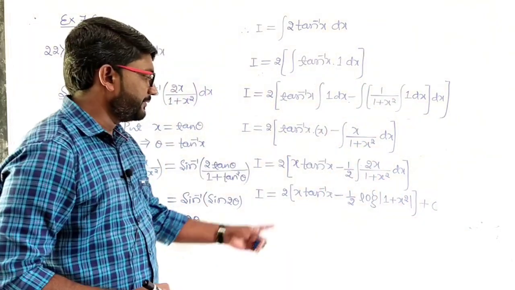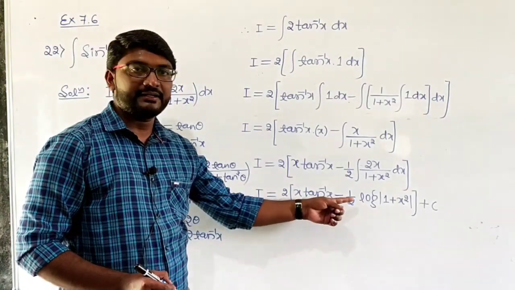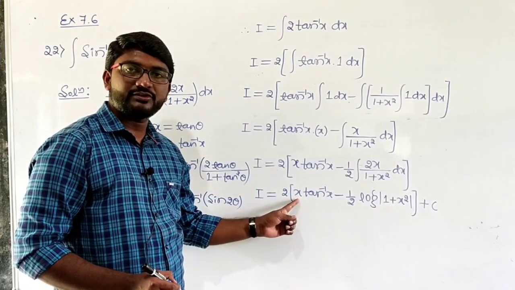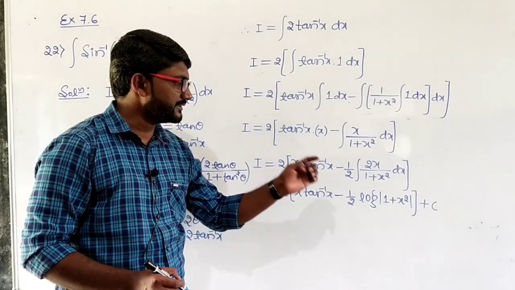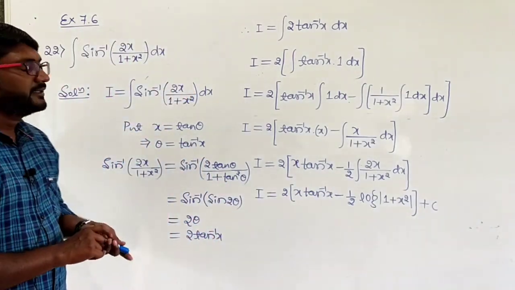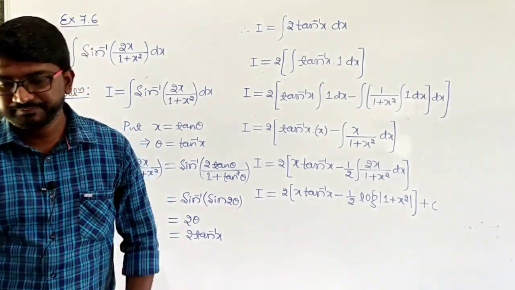So now if you multiply 2 inside the bracket, here it becomes 2x and here it becomes 2, and the 2s get cancelled. So this is the answer for the 22nd problem.